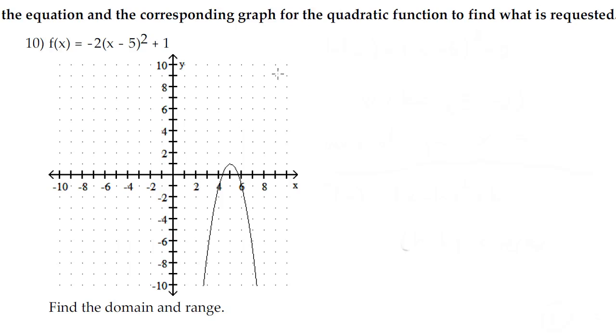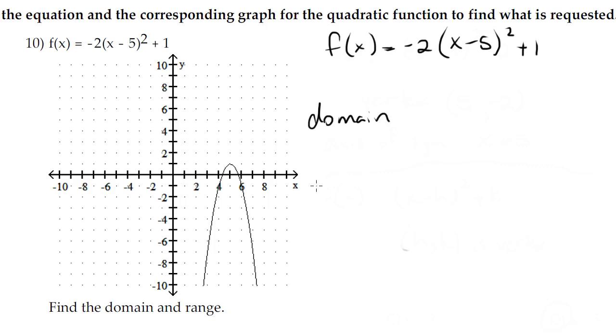Okay, use the equation for number 10 in the corresponding graph for the quadratic function. So f of x equals negative 2(x minus 5) squared plus 1. To find what's requested, we want the domain and we want the range.